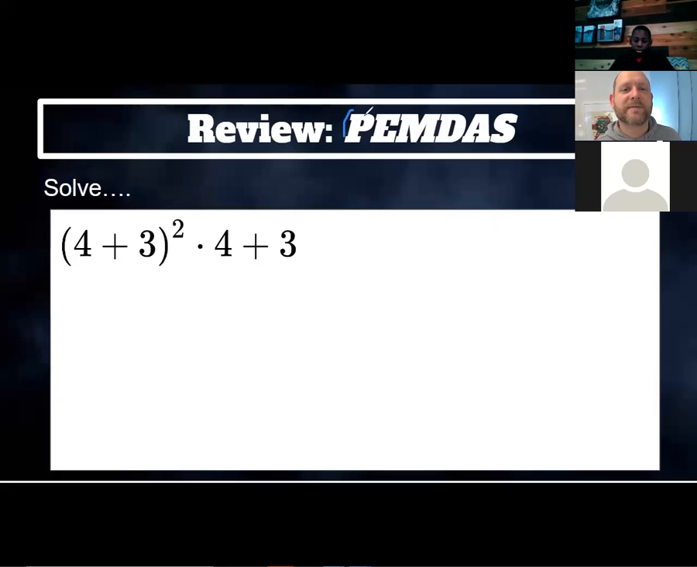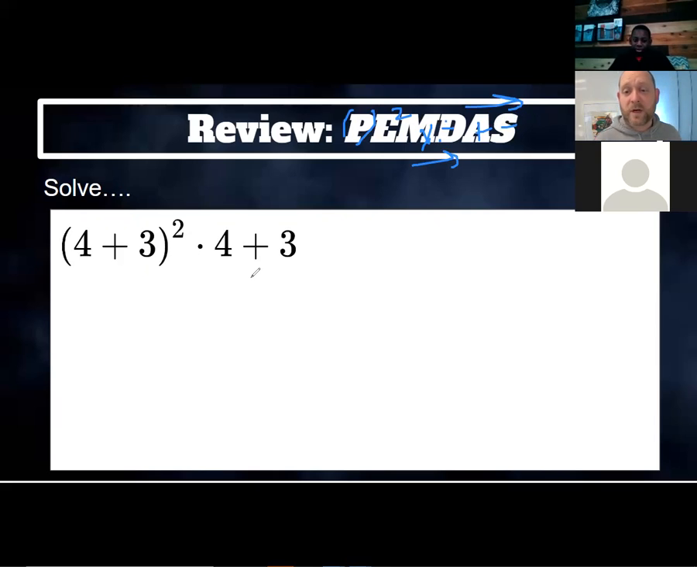Parentheses. You got it. E stands for Exponents. M and D, multiplication and division. You got multiply, divide, left to right. A and S, of course, then addition and subtraction. Got it.